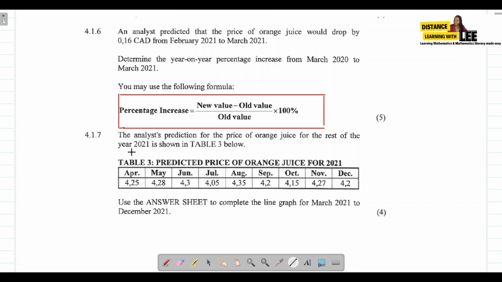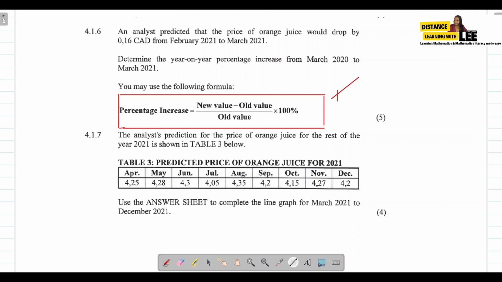Okay, so before we can even get started, what do we need to do? We need to get what the average retail price for the Canadian juice was in March 2020. We also need to get what the average Canadian retail price of the orange juice was in March 2021. Need to write those values down. Once we've got that, we just need to substitute those values into this formula and we are done.